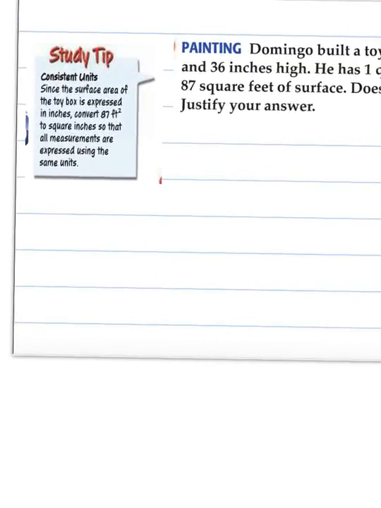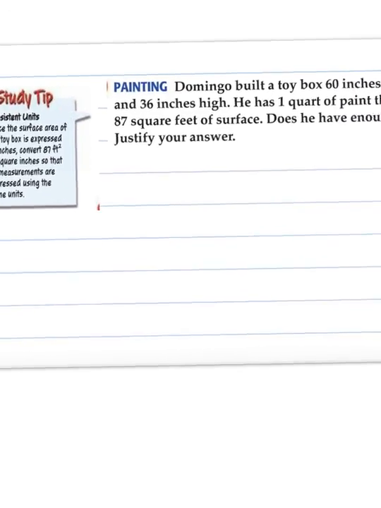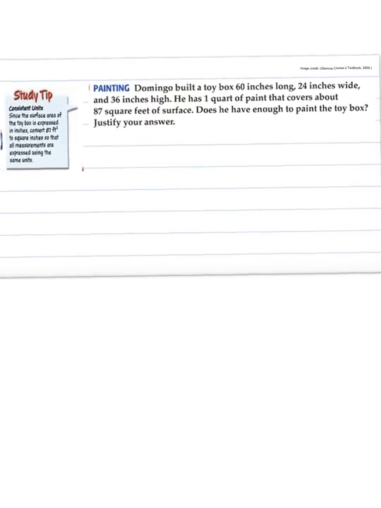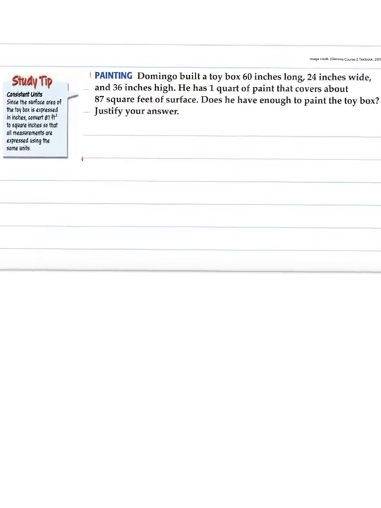Notice here, since the surface area of the toy box is expressed in inches, convert the 87 feet to square inches so that all measurements are expressed using the same units. Because if you look in our problem, we have inches and feet, and we want them all to be the same. But let's start out with finding the surface area of the box first.